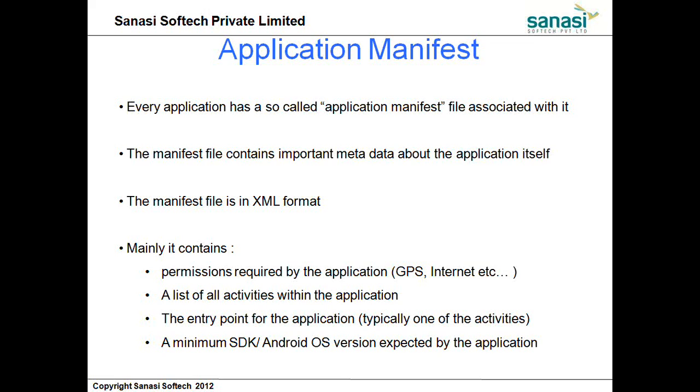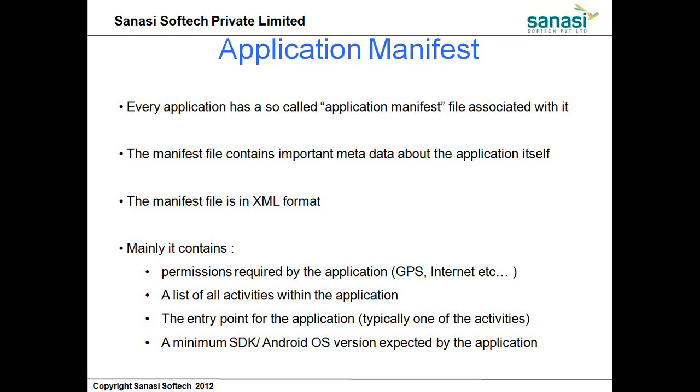And of course, finally, you can have some kind of constraint based on the Android version that is expected by your particular application. For example, let's say you built an application that is pretty recent and it cannot run on Android version 1.5 and below. So you can specify what is called a minimum SDK version, and you can specify that inside the application manifest. All right, so this is the description of the application manifest. Let's go ahead now.